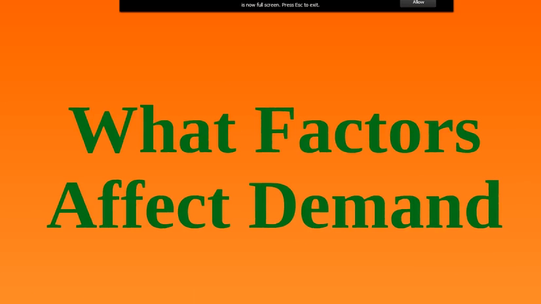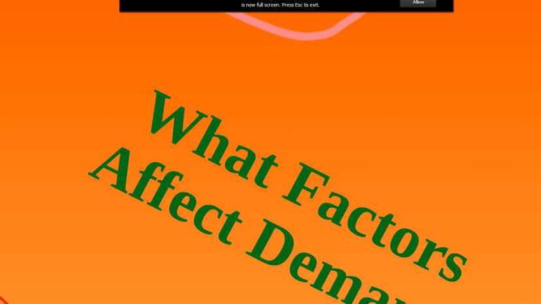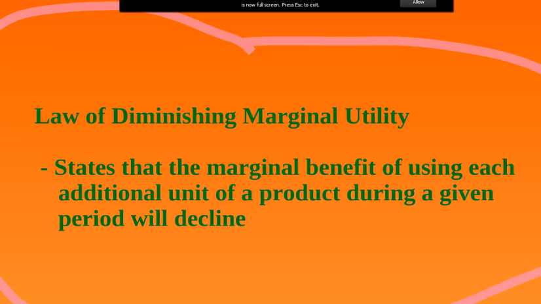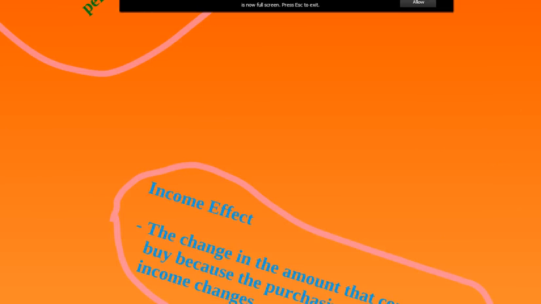And so there are several different factors that affect demand. One of those is the law of diminishing marginal utility, which states that the marginal benefit of using each additional unit of a product during a given period will decline. We've already talked about that in class a little bit. If you buy popcorn, that first bag of popcorn is going to taste pretty good. By the 5th bag, though, you're not enjoying it as much anymore. The utility has gone down. Your benefit from using it has declined.